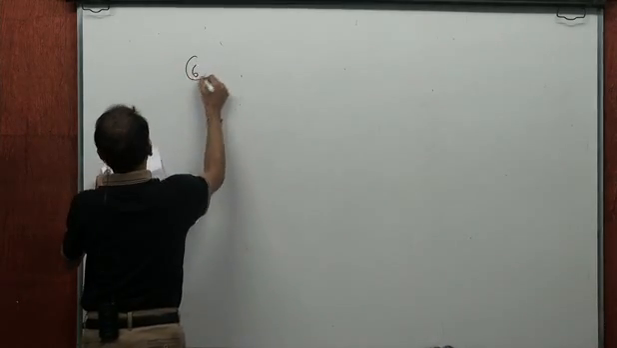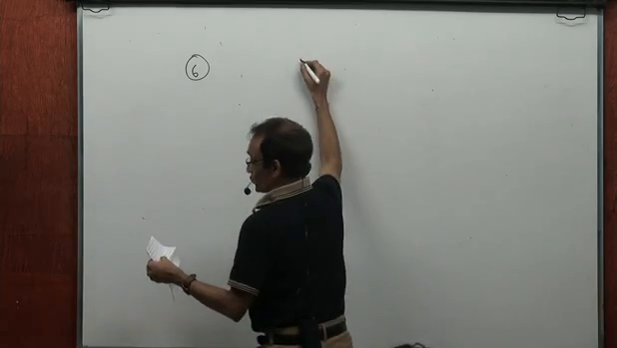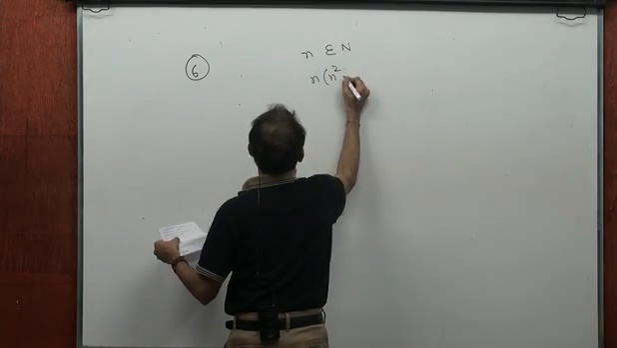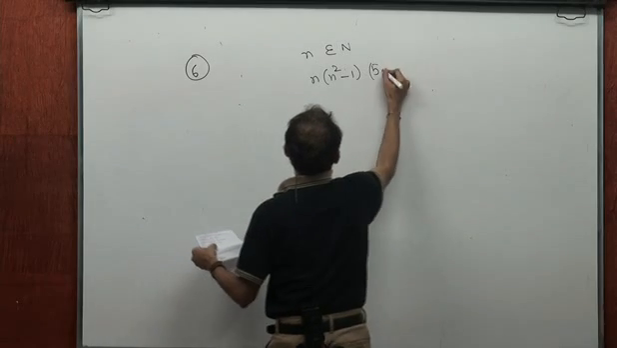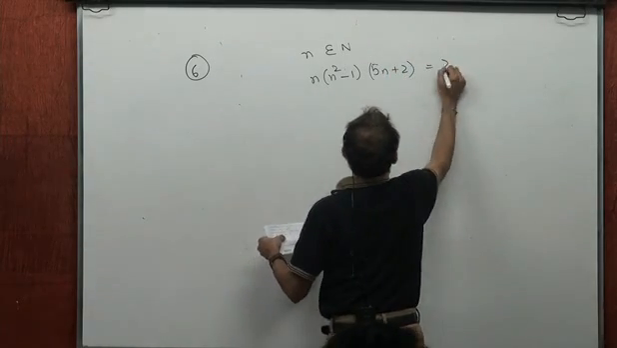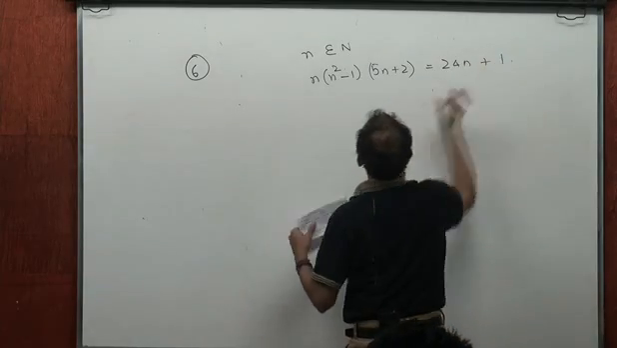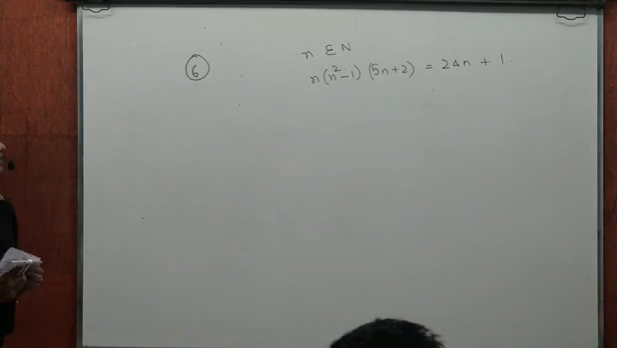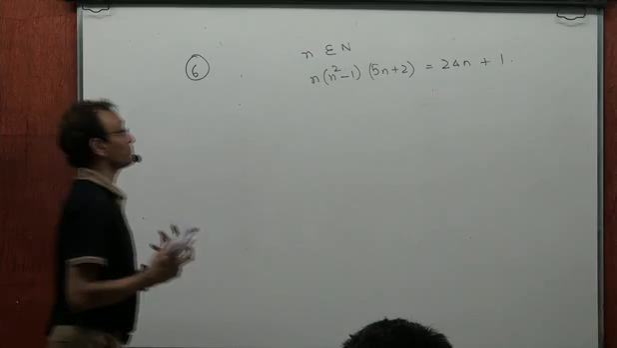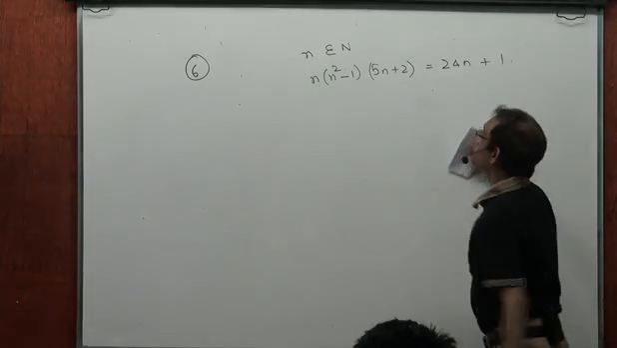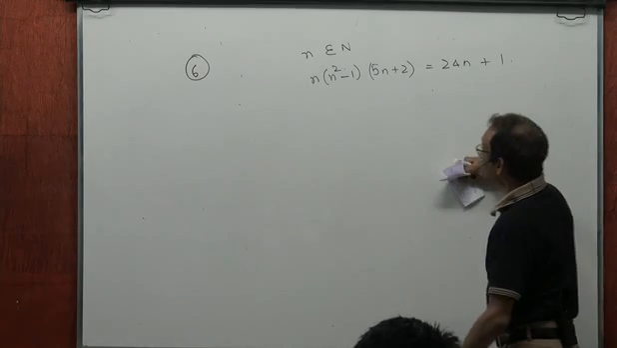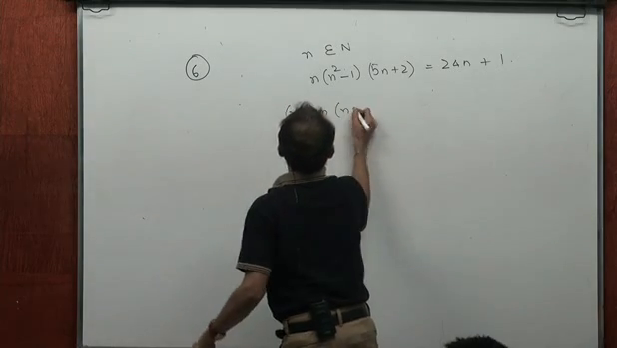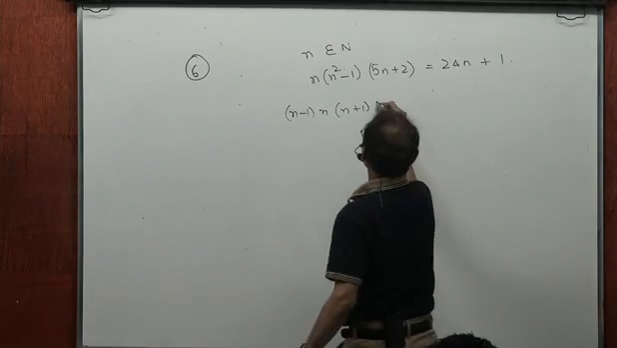Number 6 of observation and parity, where n was a natural number: n into n squared minus 1 into 5n plus 2 is 24n plus 1. One of the things that you could see from here is that this could be written as n minus 1 into n plus 1. This n squared minus 1 I write as this, into 5n plus 2.